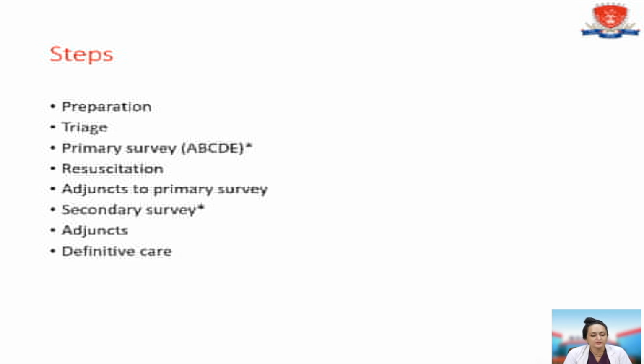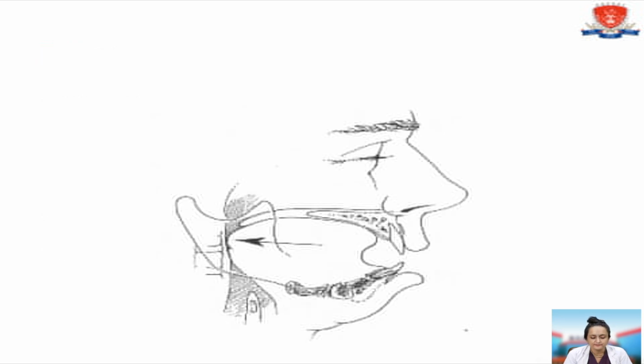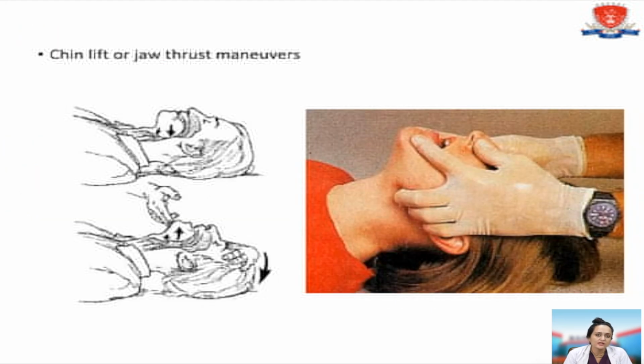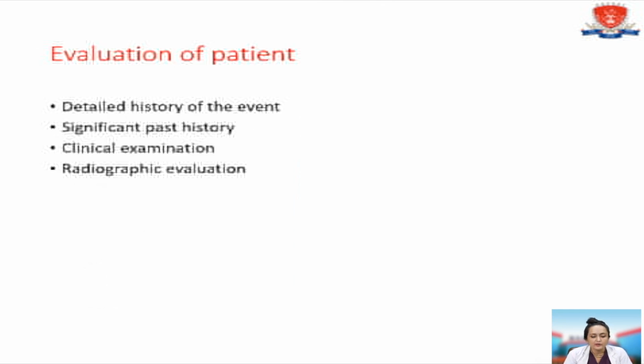So what are the steps? First is preparation, triage, primary survey, that is maintenance of A, B, C, D of trauma management, resuscitation, adjuncts to the primary survey, secondary survey, and definitive care. In the initial survey, you have to maintain the airway, breathing, circulation, and disability management, and then exposure and environmental control. You can go for chin lift or jaw thrust procedure to maintain the airway, remove any foreign body if it is there, and evaluate the patient.